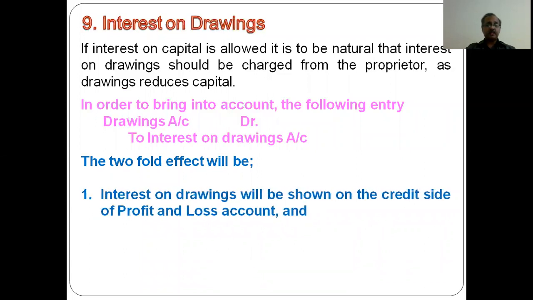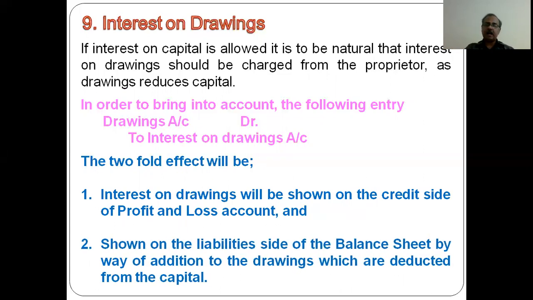The twofold effect is that interest on drawings will be showing on the credit side of the profit and loss account, because interest on drawings will be treated as an income of the business, because we already treated interest on capital as an expense. So whenever the business is charging interest on drawings from the proprietor, it will be treated as an income. That is why it will be showing on the credit side of the profit and loss account.